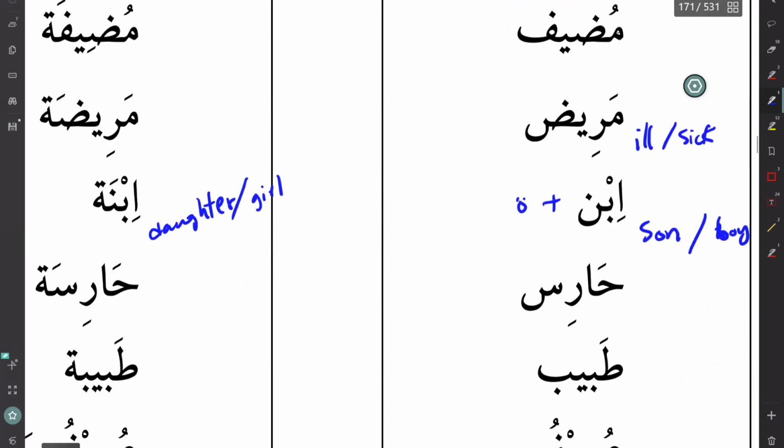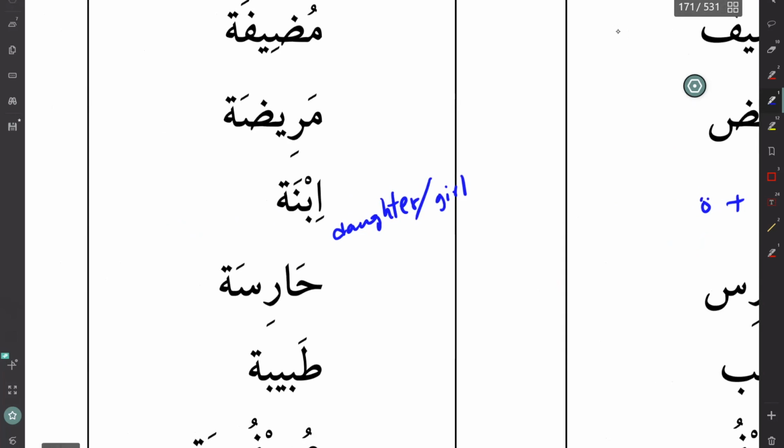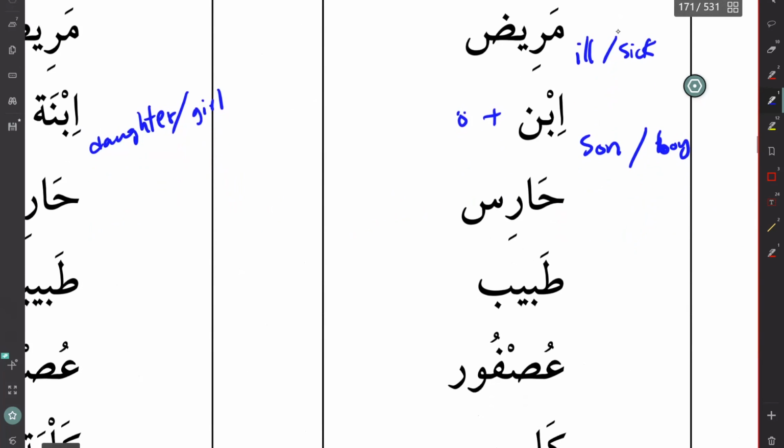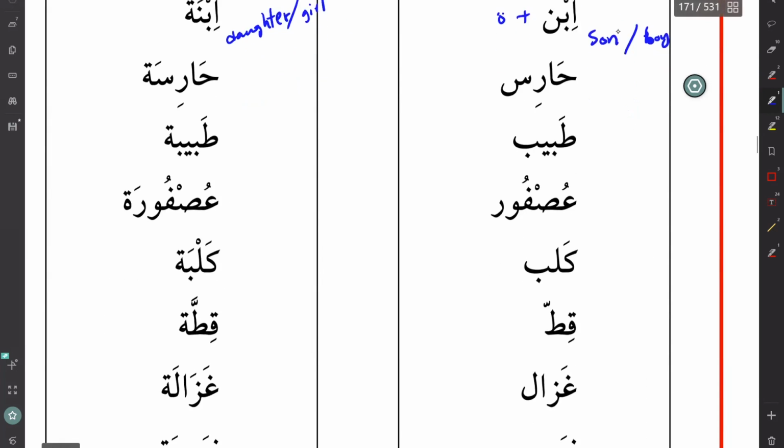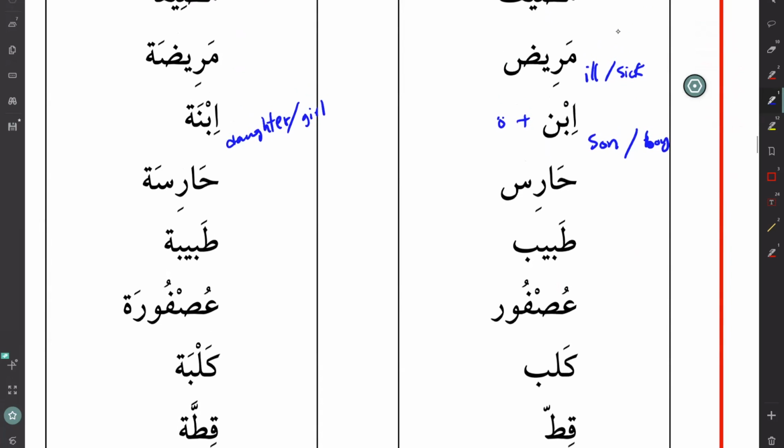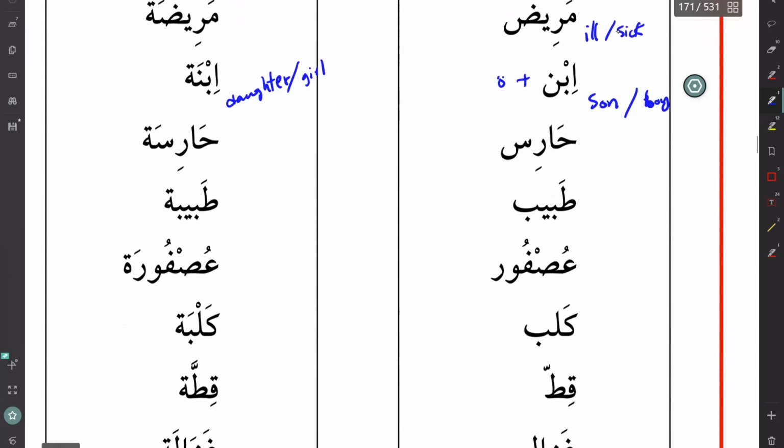Now, haris is a guard. Okay, harisatun, a female guard. Tabib is a doctor. Tabiba is a female doctor. You understand? So all of these words, you can add ta marbuta to make them into feminine words.